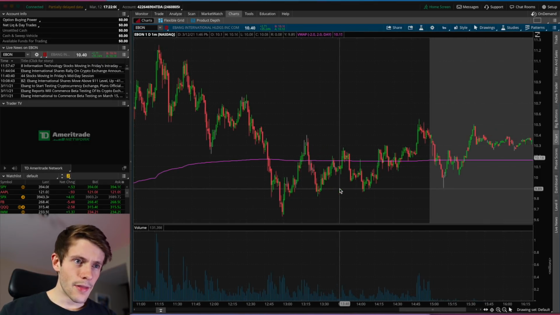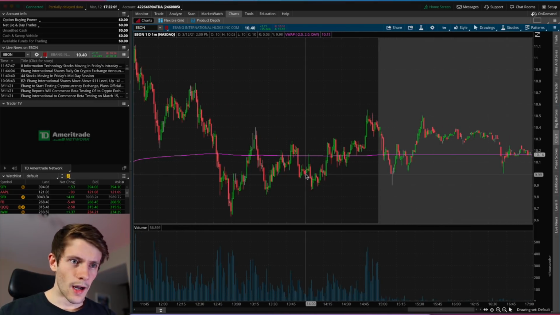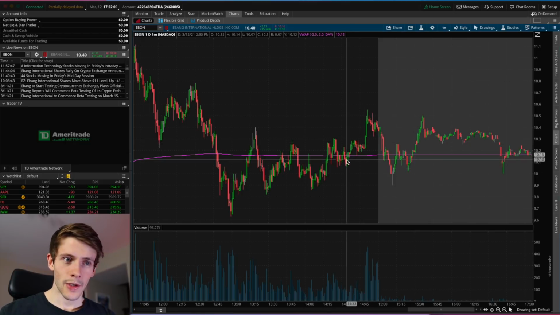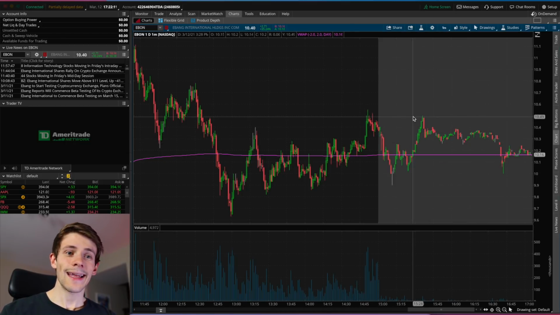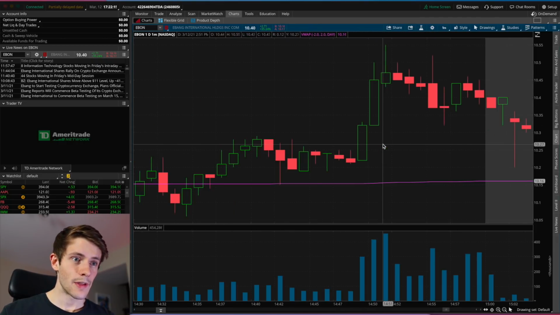But another thing that I did was, you can actually see here, I was short here at 10.28 because I shorted into this spike, and I had the perfect cover. And you can see I actually caught the very bottom of this wick here.